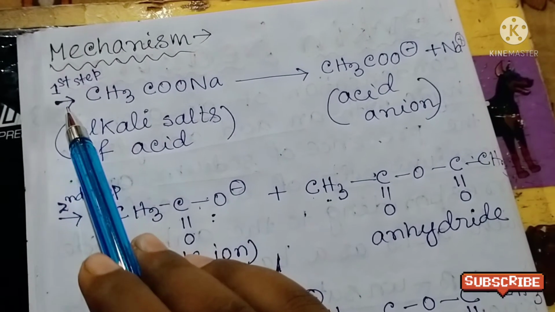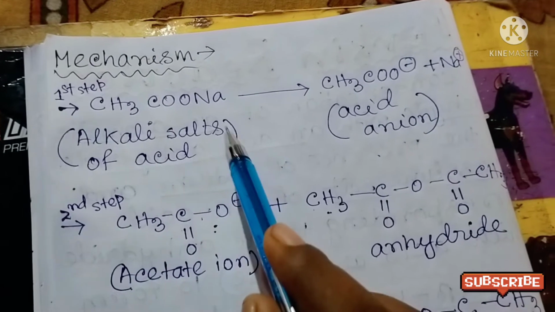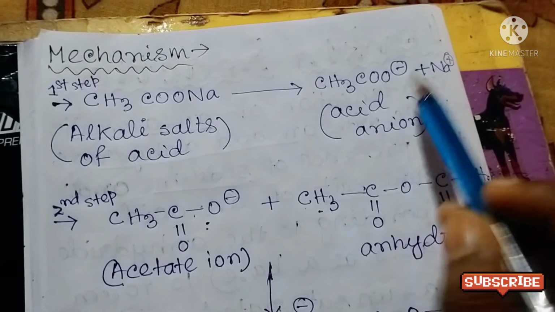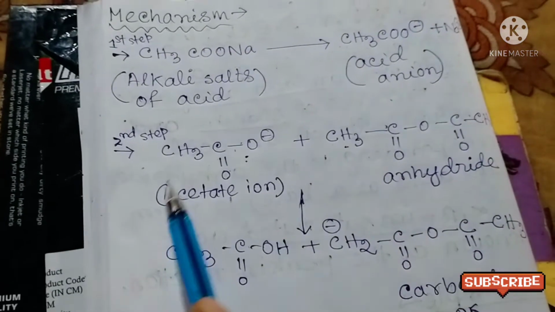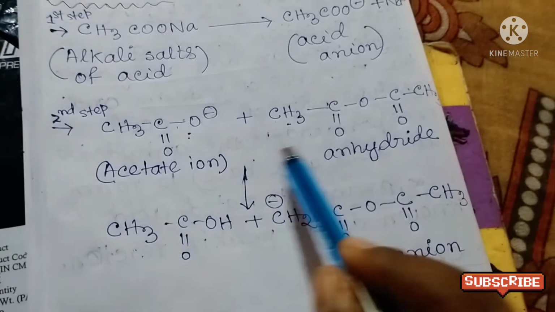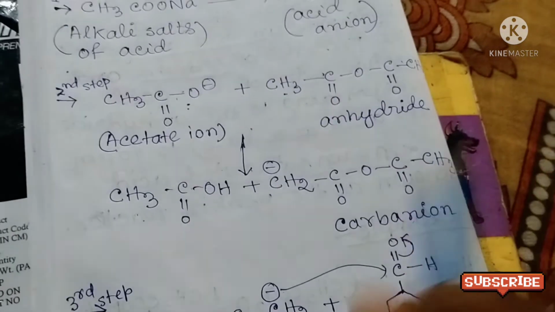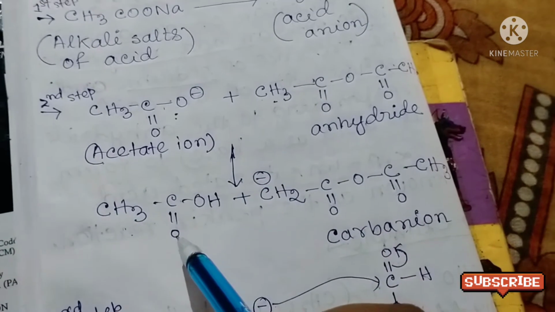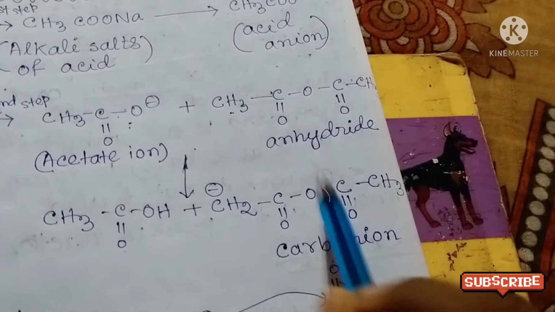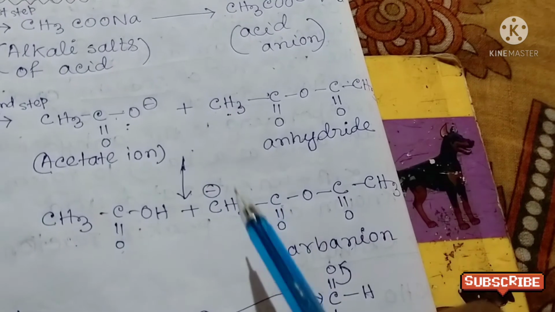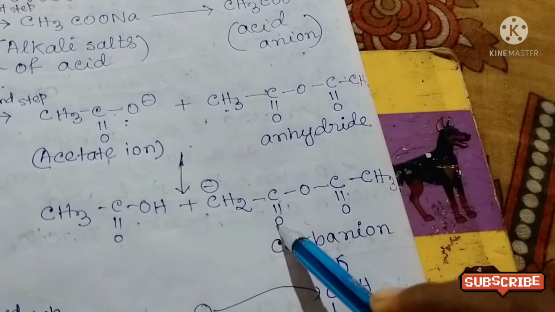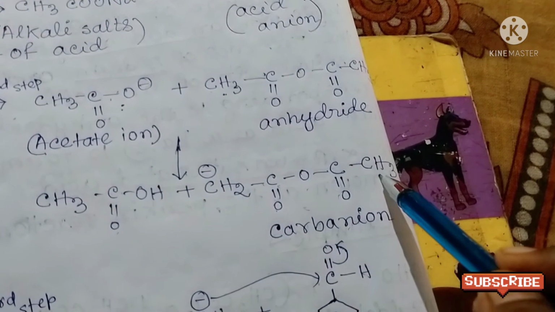In the first step, alkali salts of acid break down to form acid anion. Now, in the second step, the acetate ion reacts with anhydride and forms acetic acid and a carbanion. Acetate ion abstracts a hydrogen from here and it forms acetic acid, and a carbanion forms. Here a negative charge arises and the rest will be the same: CH2 minus, C double bond O, O, C double bond O, CH3.